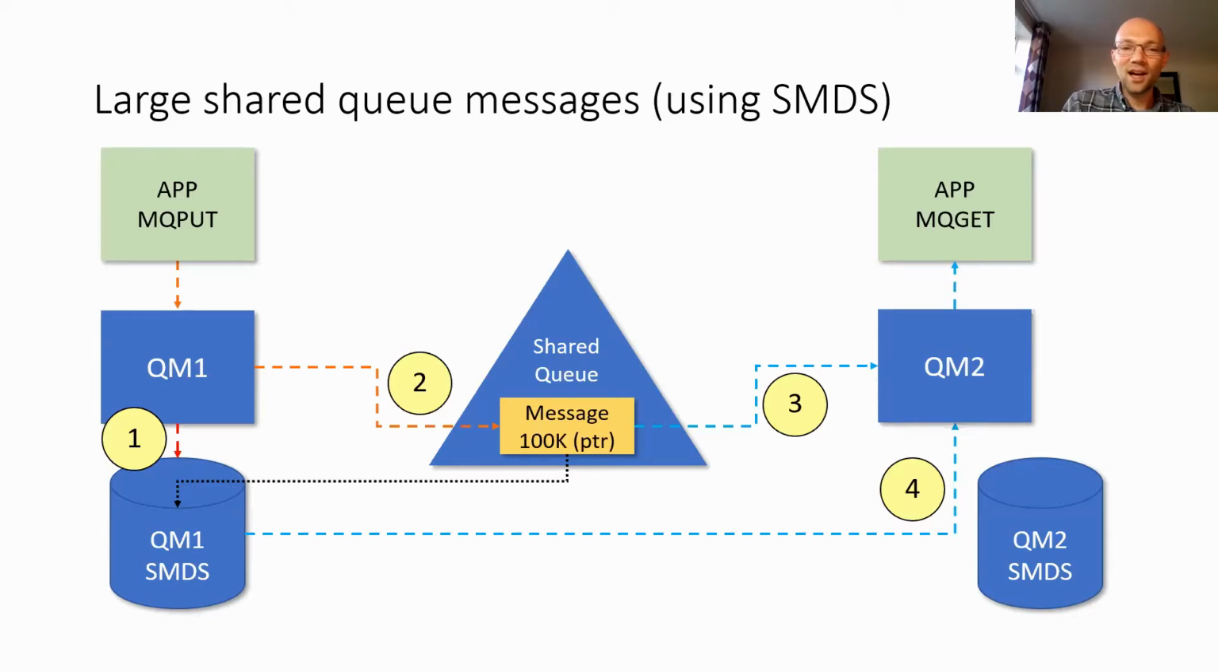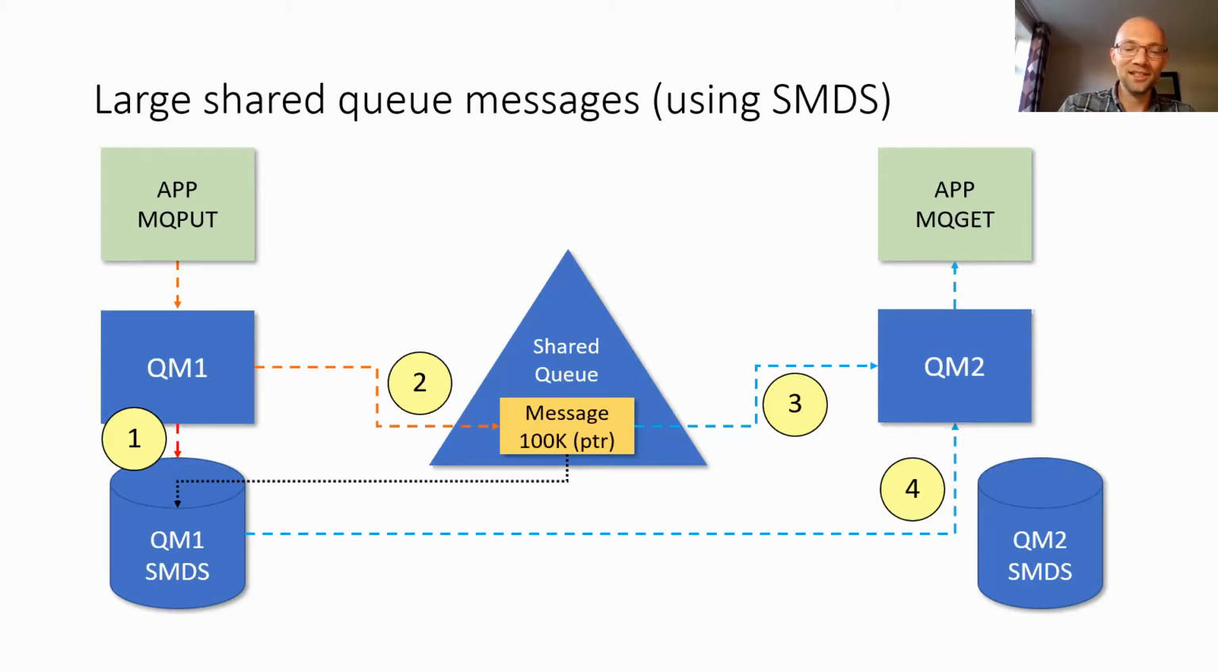So in, I think, MQ 7.1, so it's quite a number of years ago now, MQ implemented this other way of storing large messages on shared queues called SMDS. It stands for Shared Message Data Sets. And the way this works is that each queue manager in the queue sharing group has an SMDS. And that SMDS stores the data for large messages that have been put by that queue manager. So in this example, you can see step one, when an application puts a large message to a queue using queue manager 1.